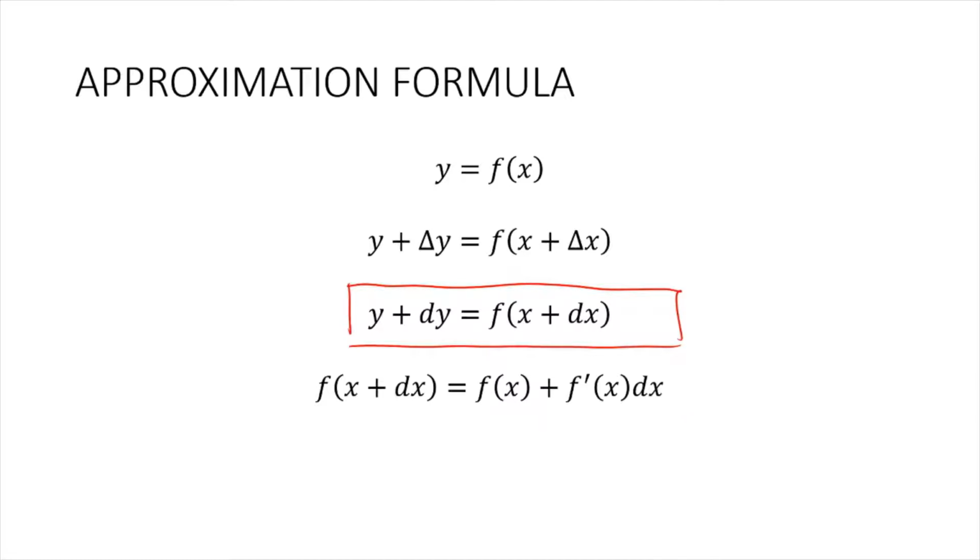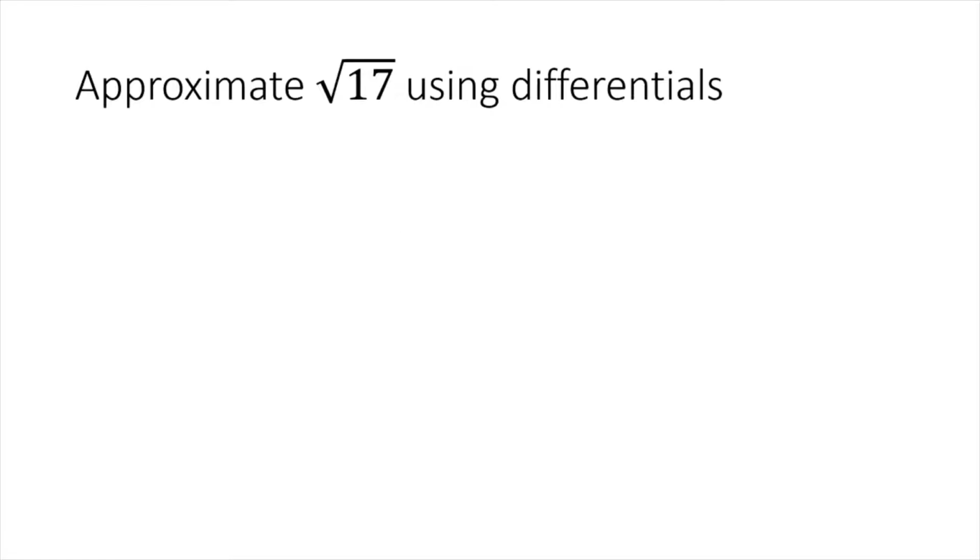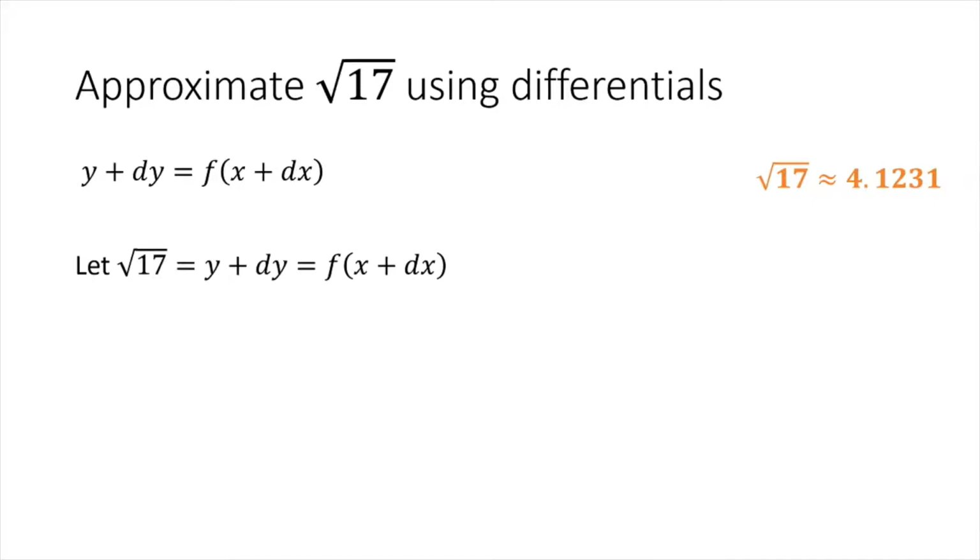First problem, we are asked to find the approximate value of the square root of 17 using differentials. Now, if we just plug in the square root of 17 to our calculators, we'll get approximately 4.1231. So for this problem, we will be using differentials, and let's see if we get approximately the same value. Again, this is our working equation, the approximation formula. The first step is to let the square root of 17, this is what we are asked to find the value of, be equal to the approximation formula.